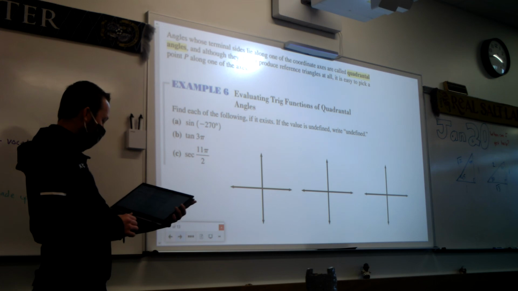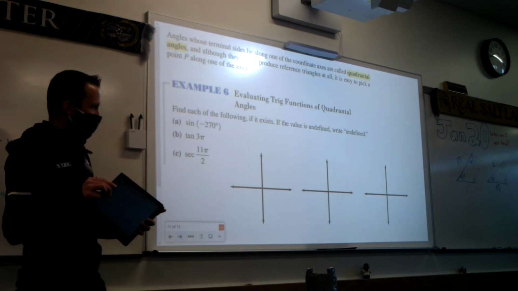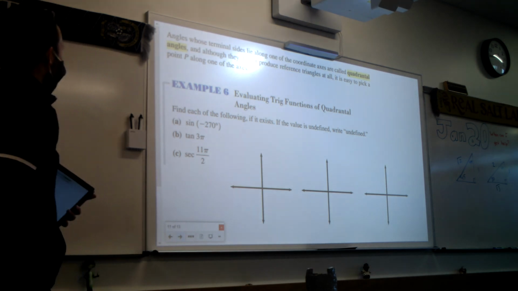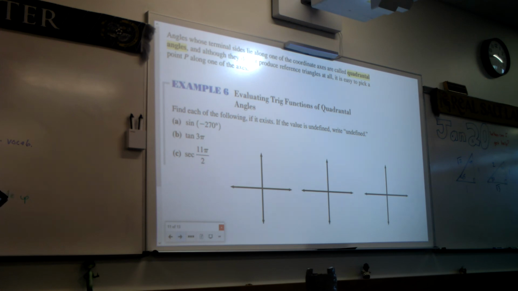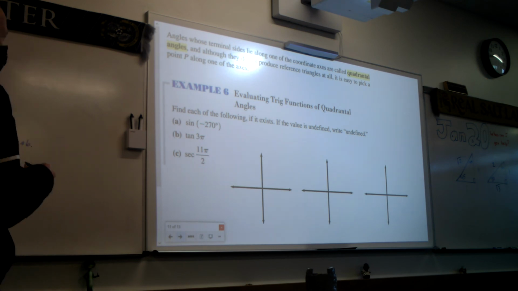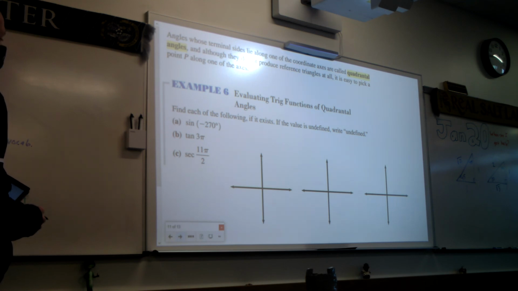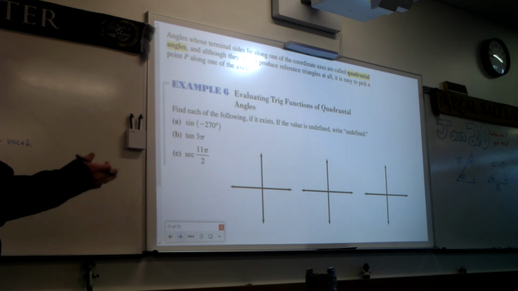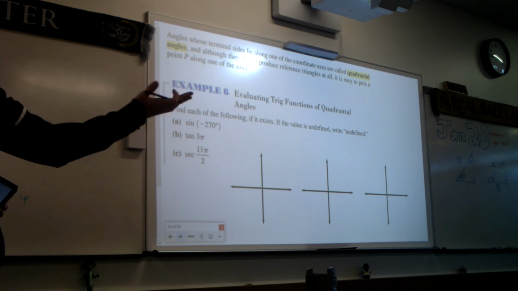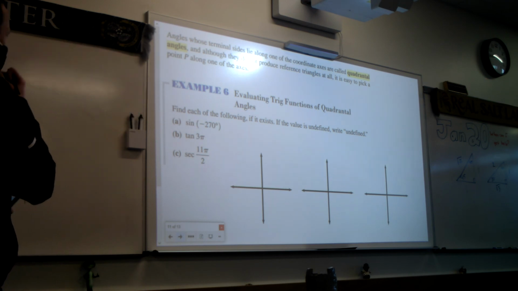Okay, now it's going to get a little bit tricky here. And you're like, what? But whatever. Let's just read this. Angles whose terminal sides lie along one of the coordinate axes are called quadrantal angles. You're like, what are you talking about? This would be things like 90 degrees, or 180 degrees, or 270. They're not in a quadrant, they're in between quadrants. They're right on the border there, okay?